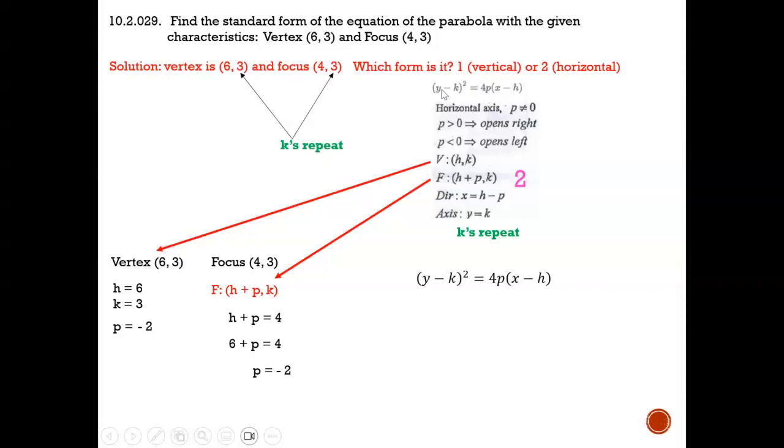Now we get the formula for the horizontal, which is (y - k) squared equals 4p times (x - h). So we plug in the 3 for k, the -2 for p, and the 6 for h. Right? So it's going to give us (y - 3) squared equals -8(x - 6). This is the standard form of the equation of the parabola.